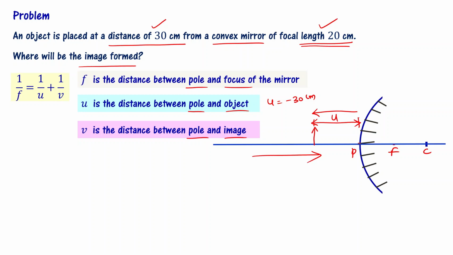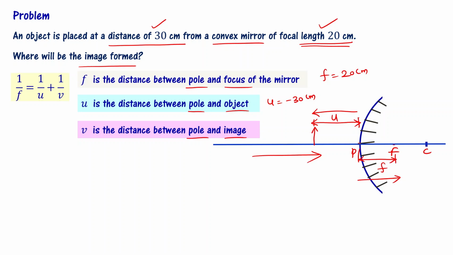And focal length is 20 centimeters. That is, the distance between the pole and focus, this is 20 centimeters, denoted using small f, right? So to measure the small f length, we are going in the direction of incident light, from pole to focus, right? So we are going in the same direction. It means f is going to be 20 centimeters, because it goes in the same direction.